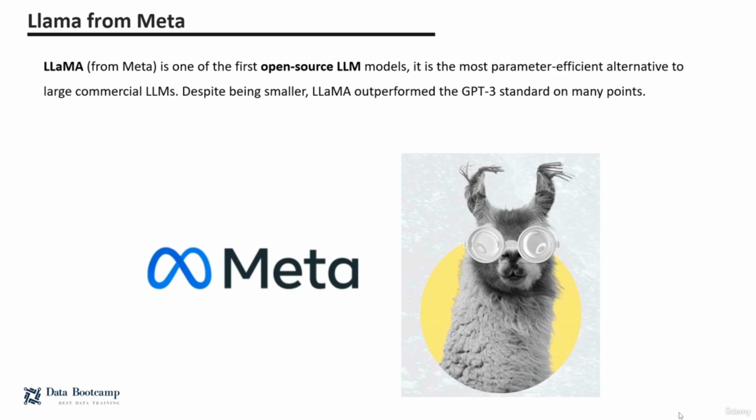Let's start with the first model, the original Llama model. This model was developed by Meta, also known as Facebook, and it was one of the earliest open-source models to appear. It paved the way for many more open-source large language models. For many months, Llama has been the most efficient alternative among open-source models compared to proprietary models like ChatGPT. Despite being smaller than many commercial models, Llama has surpassed GPT-3 standards in various benchmarks. However, while it is open source, access to Llama is limited to researchers and comes with significant restrictions for commercial use.